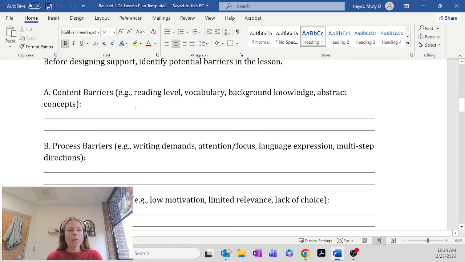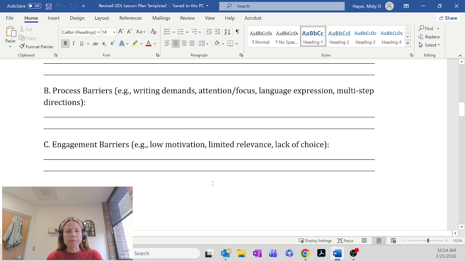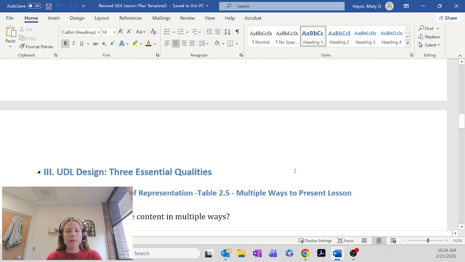I don't want a long list. Pick one. Let's just stick with one. Process barriers, pick one of those. Those would be things like writing demands, their attention or focus, their language expression, or maybe they can't follow multi-step directions. So whatever barrier you think would come up with this lesson. And then engagement barriers. These are things like low motivation, their limited relevance, or their lack of choice. So pick one of those.